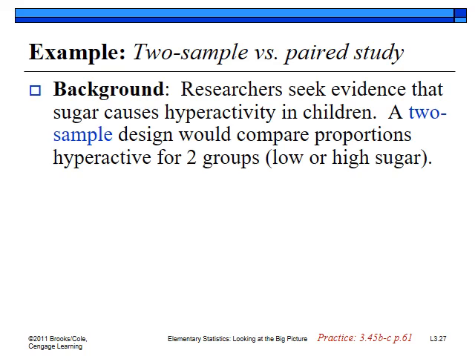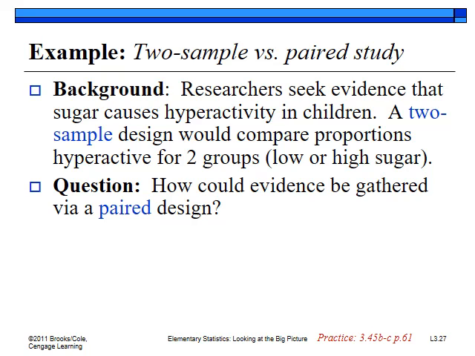Let's look at another example. Researchers are again looking at the relationship between sugar intake and hyperactivity. A two-sample design would look at proportions of hyperactive children for two groups, one with low sugar intake, one with high sugar intake. How could we change this so that it's a paired design?